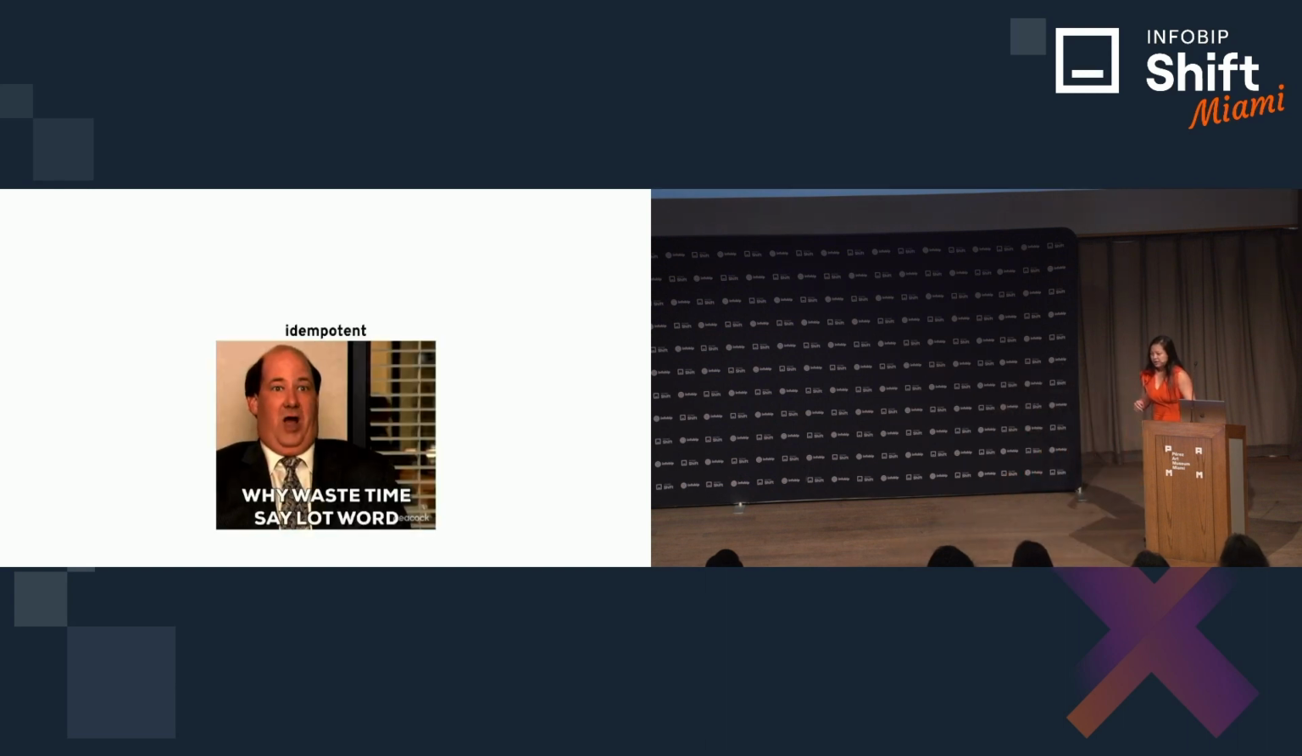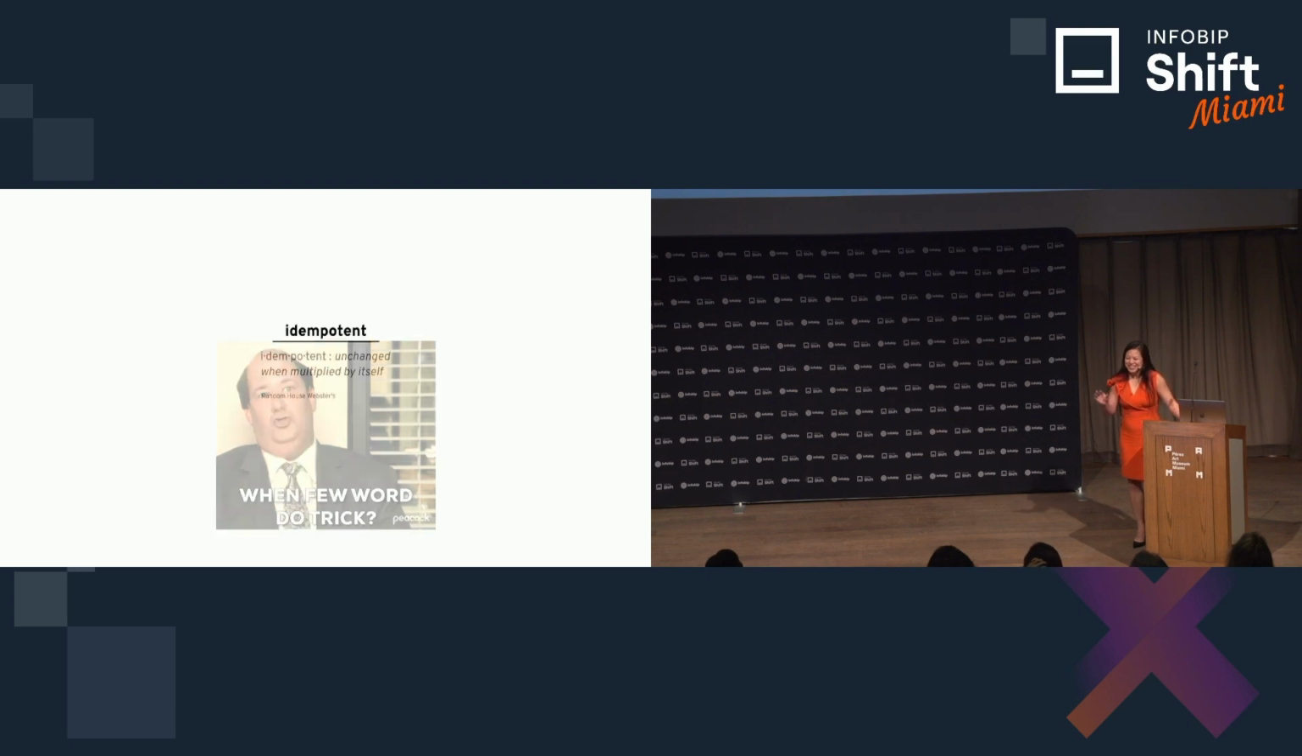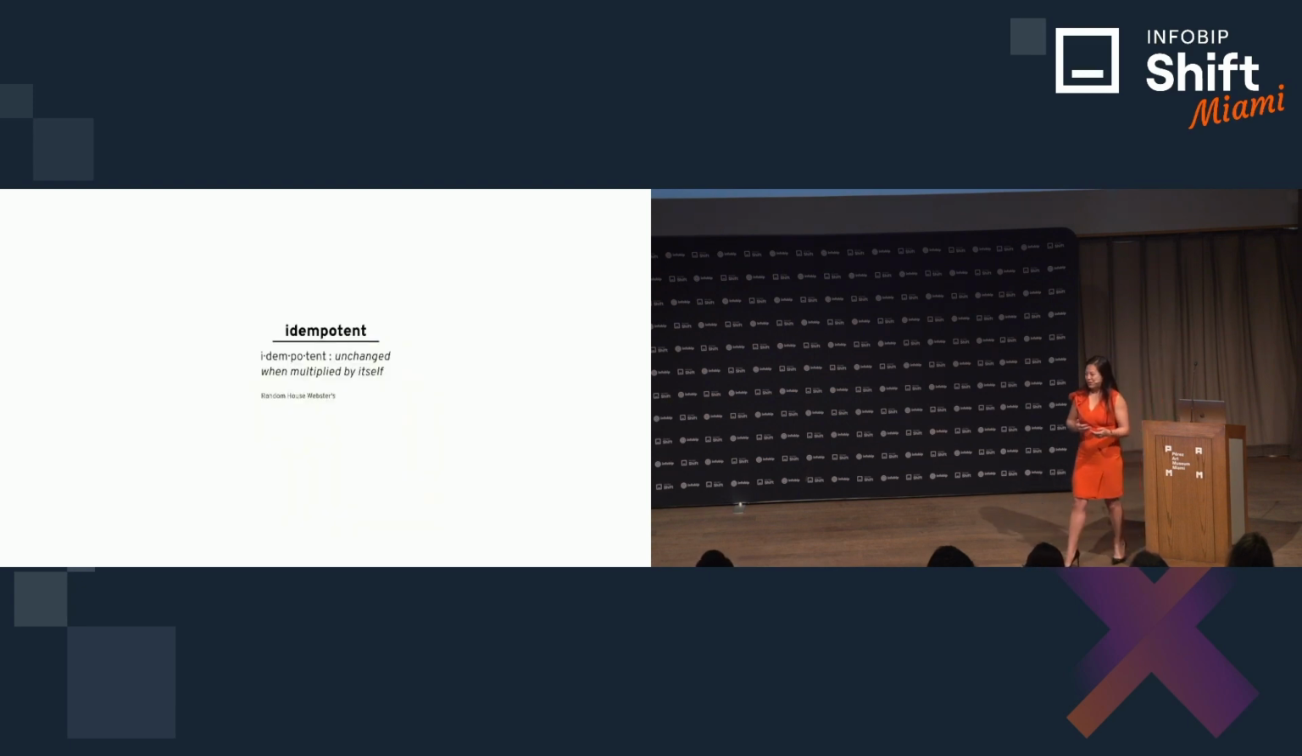But in the great words of Kevin from The Office, why waste time, say a lot word, when few do trick? That's too complicated. So instead, I decided to use this other dictionary, which just means unchanged when multiplied by itself. If you think about multiplication, 3 times 1 is always going to be 3. 4 times 1 is always going to be 4. That characteristic of having it be unchanged every time you run that particular operation, that's what idempotency is.